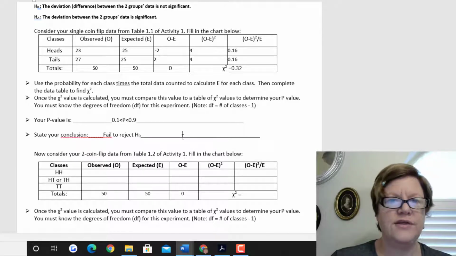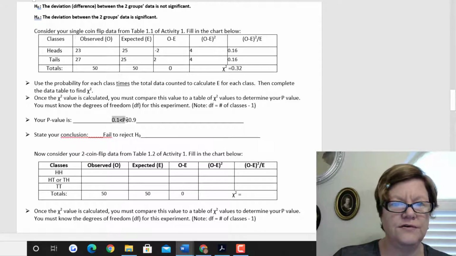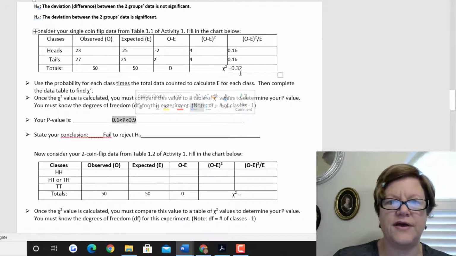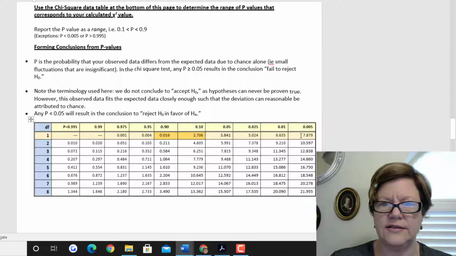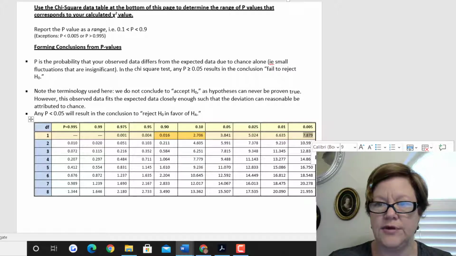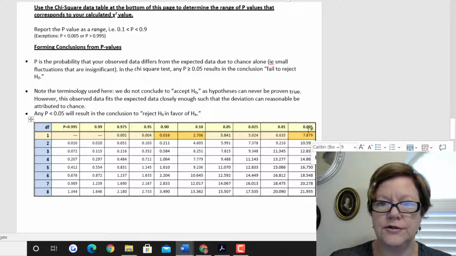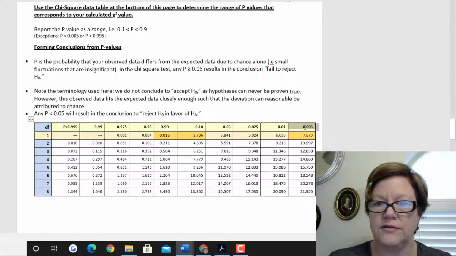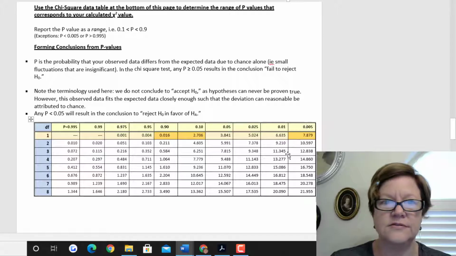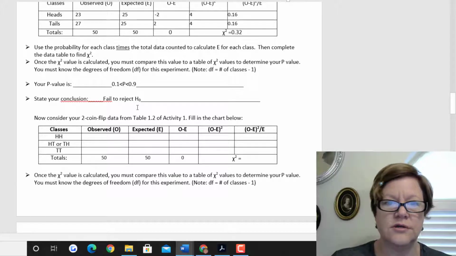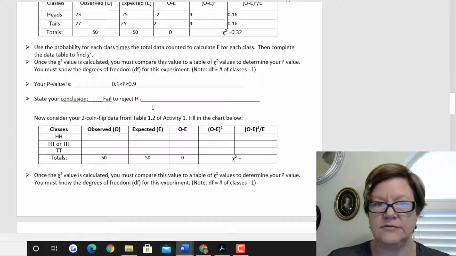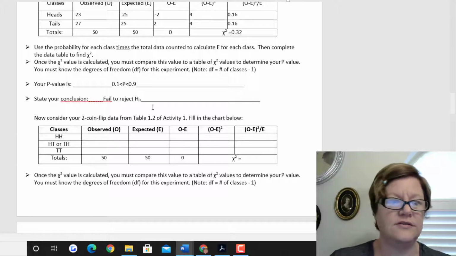Now, what if we had gotten a chi-square value that was quite large, and we went down to the chart, and let's say our chi-square number was more over here, then our p-value would have been something like 0.005. In that case, instead of fail to reject H null, we would say reject H null and favor HA. That's what we usually say. So you reject the default hypothesis in that case.